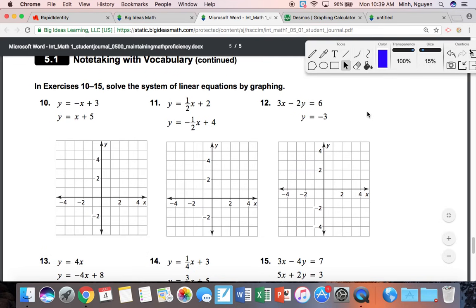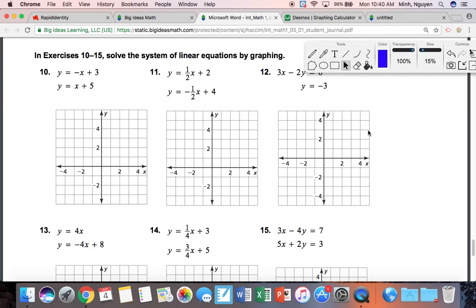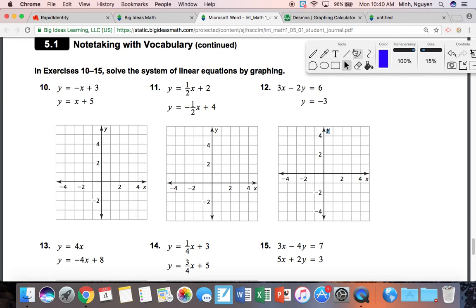Solve the system of linear equations by graphing. The easiest ones to me, so I'll do 10 and 14 for you. Again, the easiest way to do this, at least from last time, is to just go for y and x intercepts and connect the dots. If you forgot what that means, it means plug in 0 for x and y for each equation to see what you get. So for here, I'll take number 10.